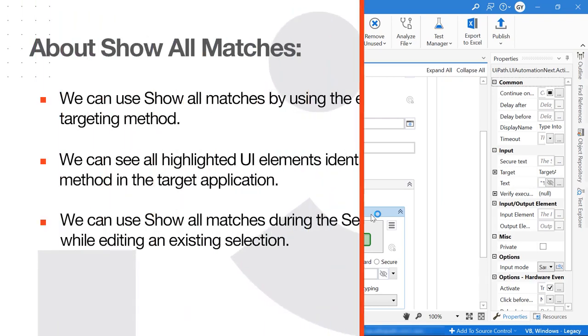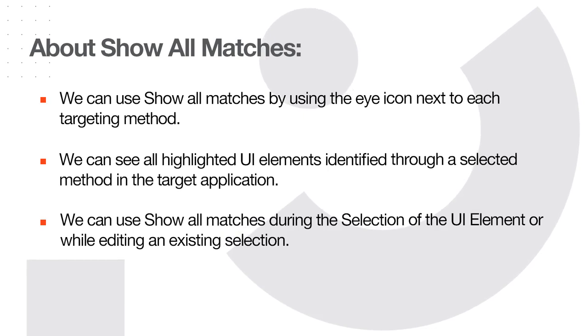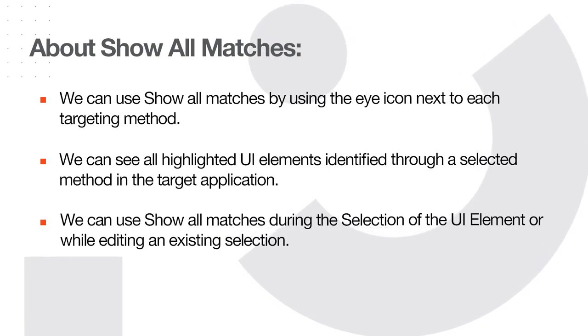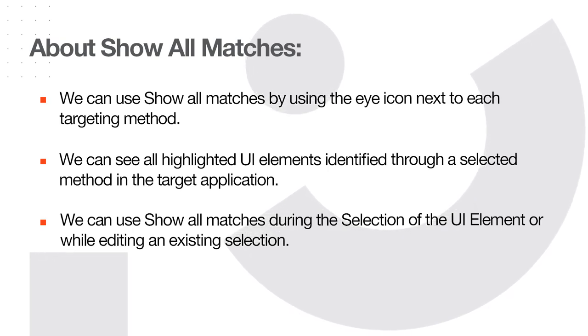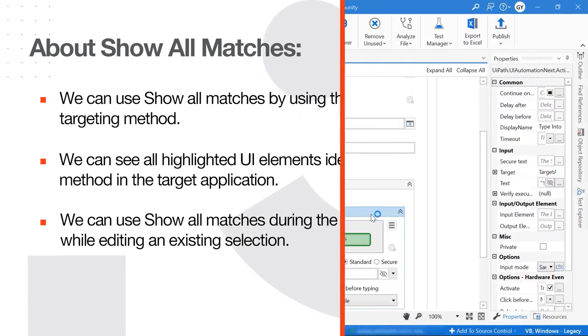We can use Show All Matches by using the eye icon next to each targeting method. Once it is clicked, we can see all highlighted UI elements identified through a selected method. We can use Show All Matches during the selection of the UI element or while editing an existing selection.